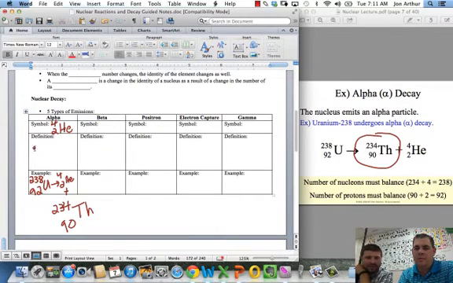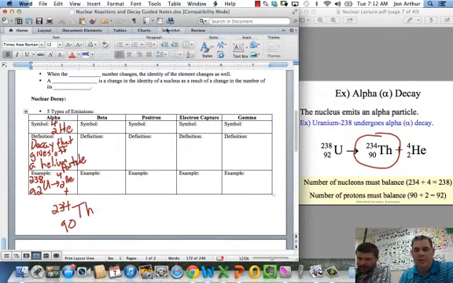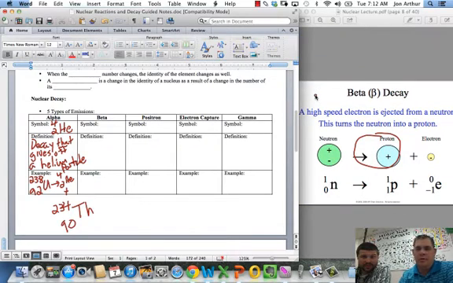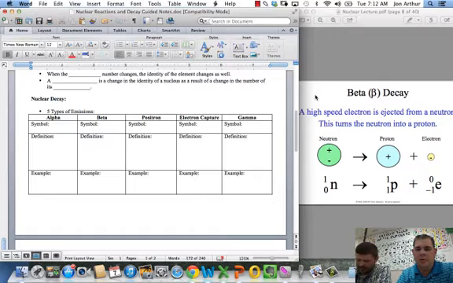So we can write the definition: a decay that gives off a helium particle. So it's a type of decay that gives off a helium particle. All right, so let's look at the next one here. I'll let you guys copy that down. Pause it if you need to copy that. I'm going to get rid of it.